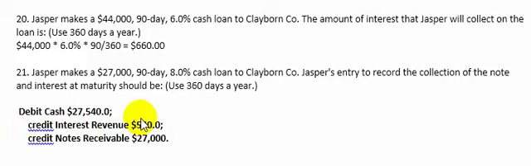And the sum of these two things, the interest that we've earned plus the notes receivable that we now have collected, those two together is how much cash we're going to collect, which will be a debit to cash for $27,540. And excuse my little zero there that's left off. So debit to cash for $27,540, credit to interest revenue for $540, and credit to notes receivable for $27,000.